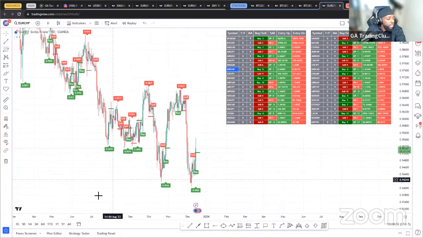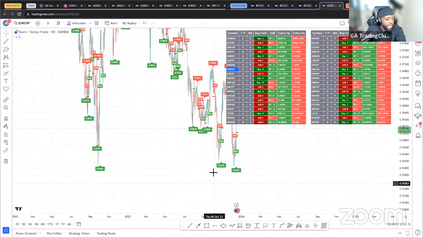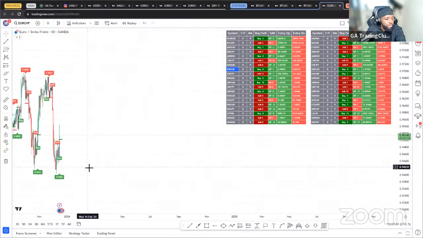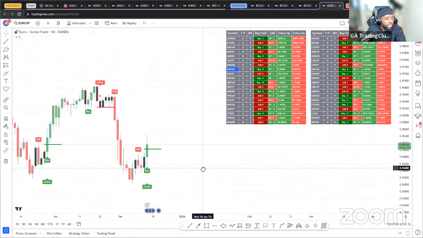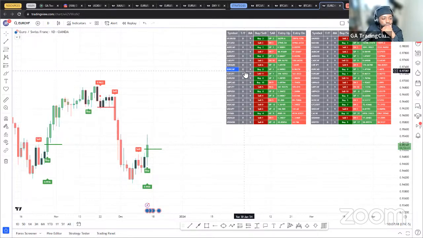Euro CHF. Euro CHF looks like a good instrument to stack on buys. Looks like this was a double bottom. If we close bullish here, this might be a good instrument to stack buys on or to turn the EA on for buys only for Euro CHF. I actually might trade it.